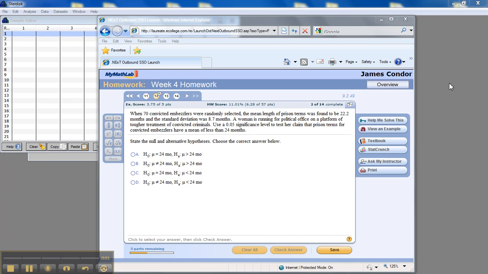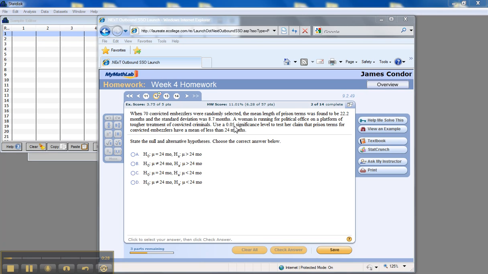I want to do a one sample mean hypothesis test, and we're going to use this example from the week 4 homework. 70 convicted embezzlers were randomly selected. So there's our sample size, n equals 70. And then the mean length of prison terms, so there's our sample mean, 22.2. We have a standard deviation of 8.7.